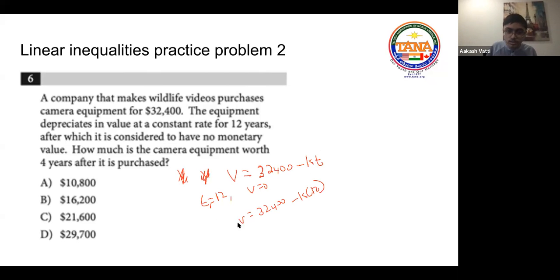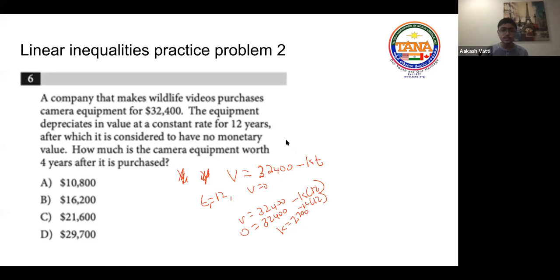V is 0, right? Yeah, I forgot to write that. V is 0. So you solve for k. So 0 equals 32,400 minus k times 12. If you solve it out, you should get k is 2,700. If you guys want me to do the math, I can do it, but that's what you should get.